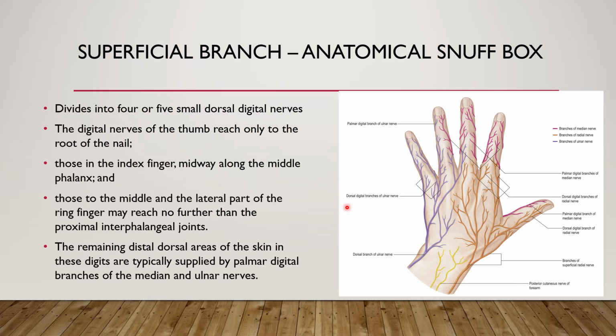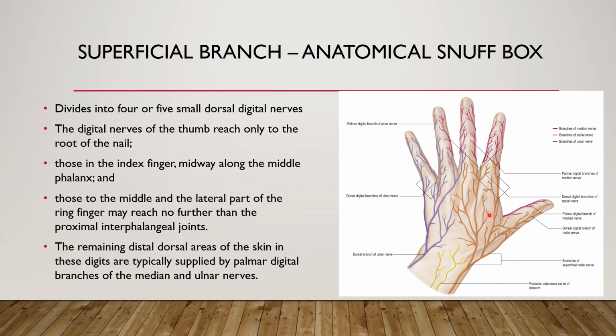And the next comes the superficial branch. I have already explained that to you. The superficial branch comes over the anatomical snuff box. This is MCQ. This is an area called anatomical snuff box. So MCQ number 1, the roof of the anatomical snuff box has the superficial branch of radial nerve.